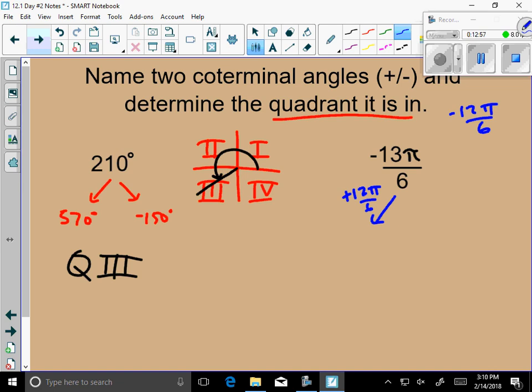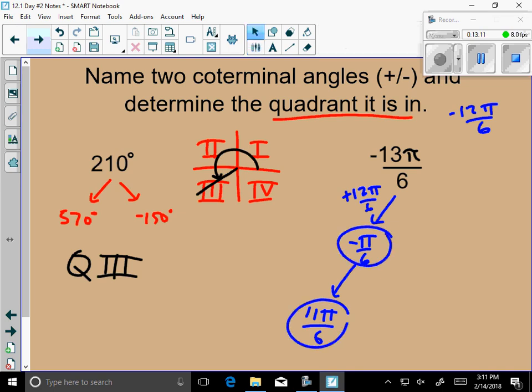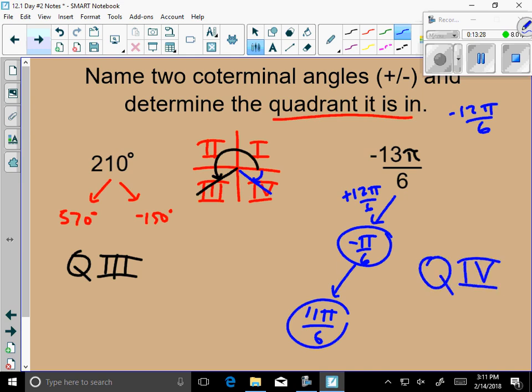So negative 13 plus 12 is negative 1 pi over 6. I add it again, right, and I get 11 pi over 6. So let's determine what quadrant those two would be in. Let's do it on the same quadrant drawing here. I'm going to go with negative pi over 6. Hey, look at that right there. That's going to be in quadrant 4. Cool. All right, here we go.